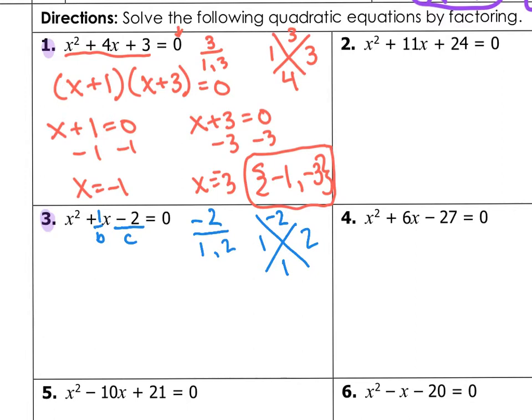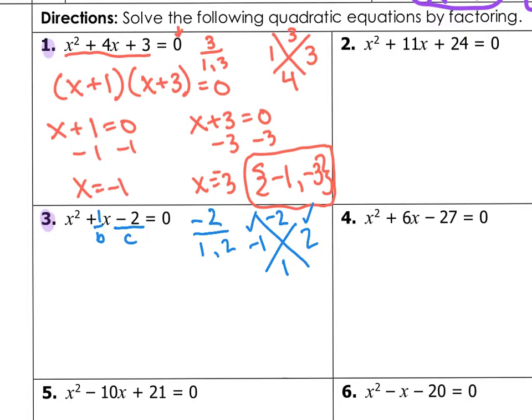And hopefully, if I need a negative product, but I need a positive addition, that tells me that the larger number is going to be the positive. So 1 is going to be negative, 2 is going to be positive. And let's try this out. Negative 1 times 2 gets us negative 2. Negative 1 plus 2 gets us positive 1. So these are verified. They're good.